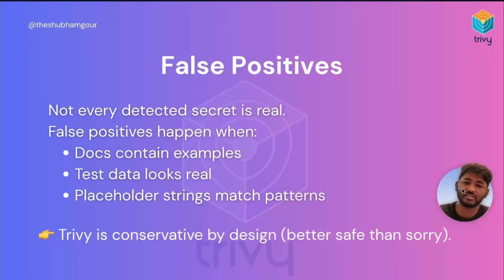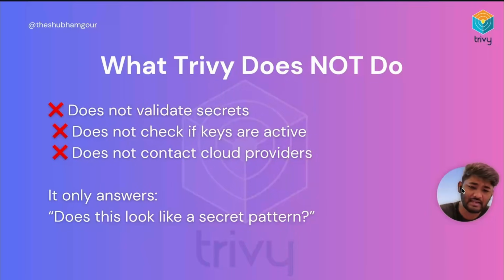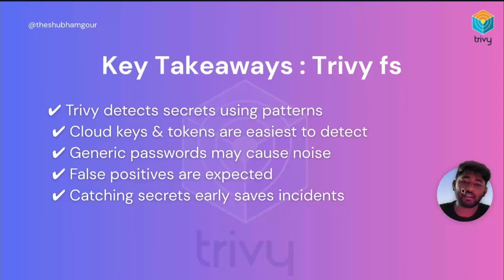So a false positive can happen when the document contains an example, the test data looks like a real one, or the placeholder string matches the pattern. So Trivy is conservative by design. Basically, it is a scanner that helps you mitigate the issue before you even push it to GitHub. So better safe than sorry. Now, what does Trivy not do? Trivy does not validate secrets. It does not check if the keys are active. It does not contact the cloud provider. It only answers, does it look like a secret pattern? And that's all Trivy file system does.